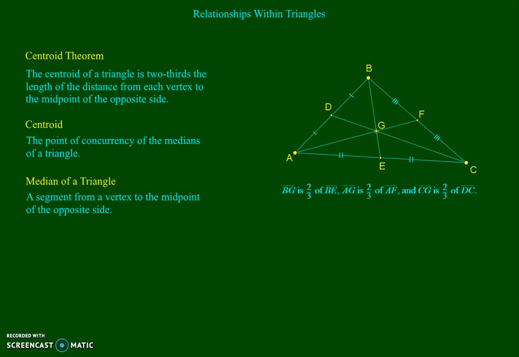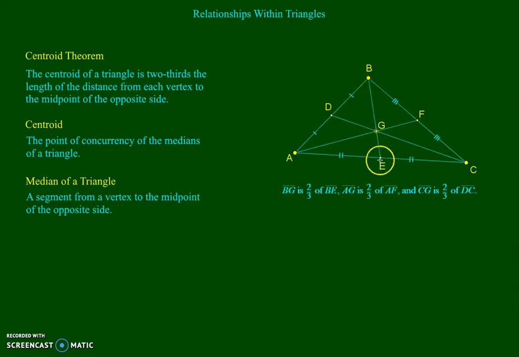This is part 3 of the series Relationships Within Triangles, and we're going to start this part with the idea of a centroid. Before we discuss what centroids are inside of a triangle, we need to talk about a median. The median of a triangle is a segment that goes from a vertex to the midpoint of the opposite side.